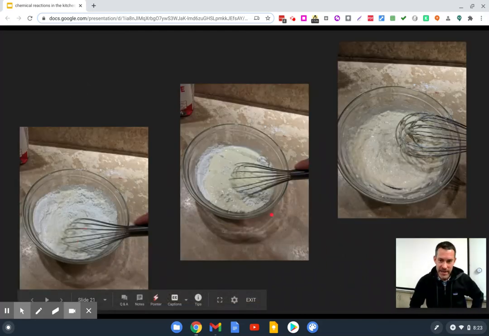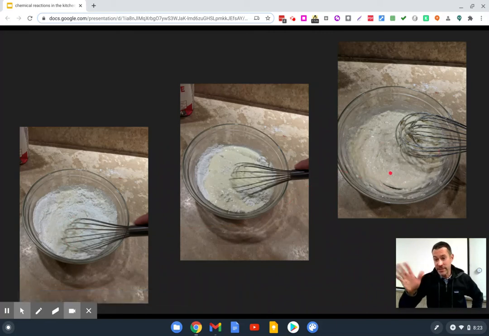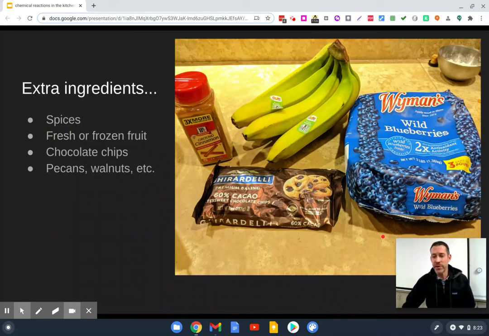So it'll look like that. At the end, you'll still have some lumps, and that's good. Stop there. Just try to get the wet and the dry ingredients combined. Stop stirring. And then at this point, if you want to fold in a few extra things, you could.